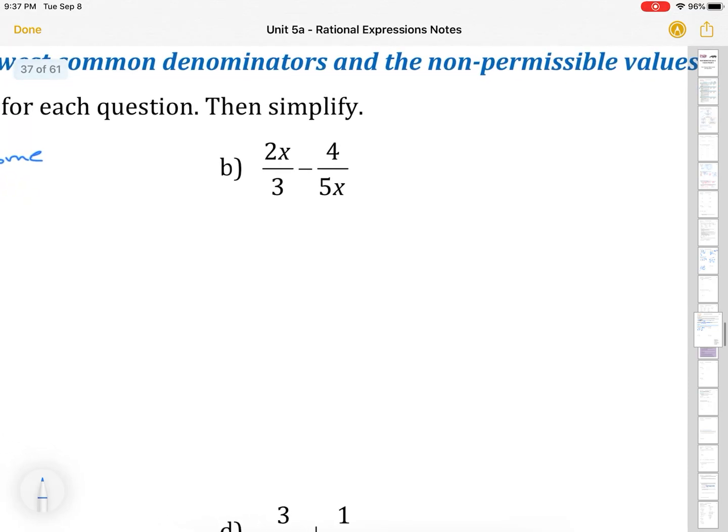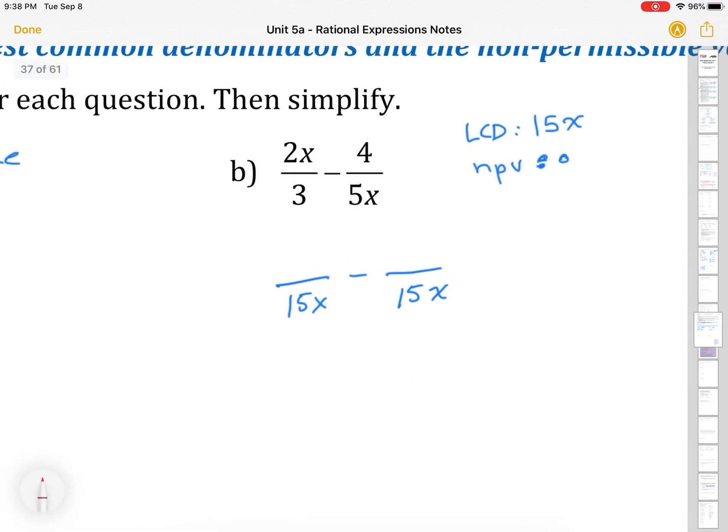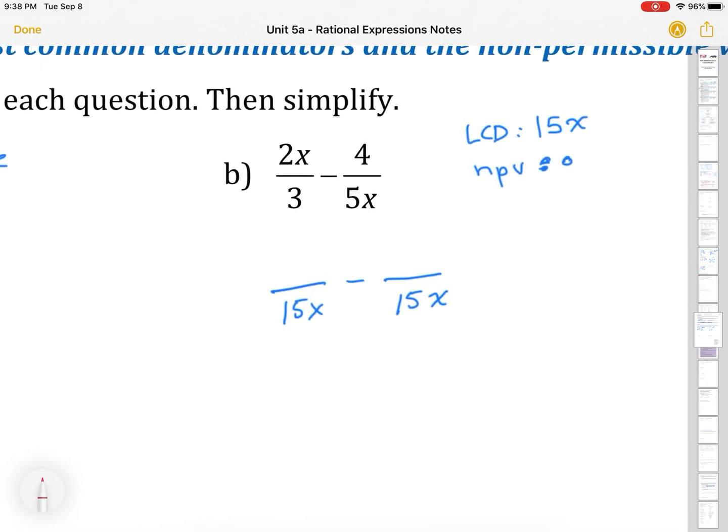Here, my lowest common denominator is going to be, well, look at our new numbers. I have a 3 and a 5, so it'll be 15, and then I have to account for that x, so 15x. Based on that, looking at my possible denominators, my non-permissible value is 0, because x can't be 0. So let's find our equivalent fractions, and then think about what did we multiply each thing by. So 15x, I multiplied the 3 by 5x.